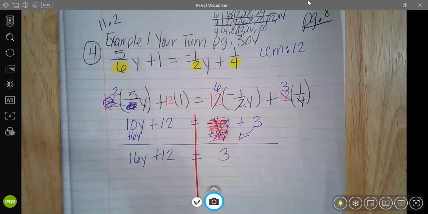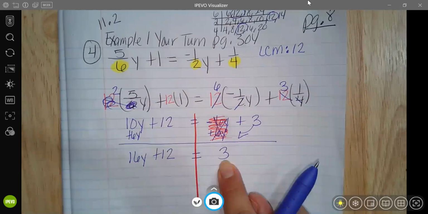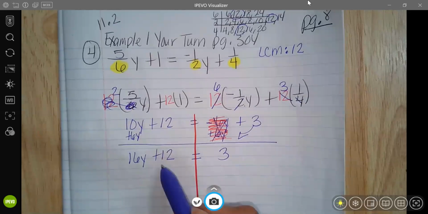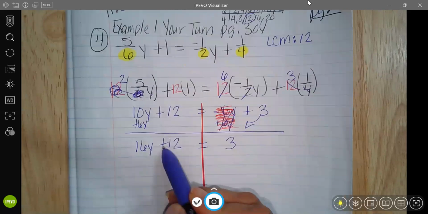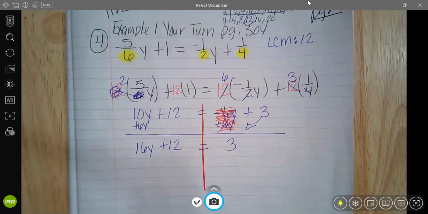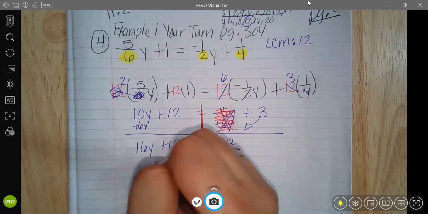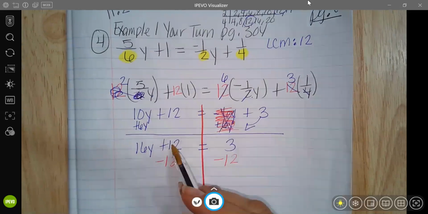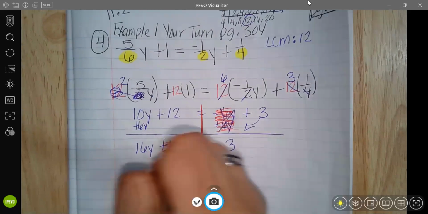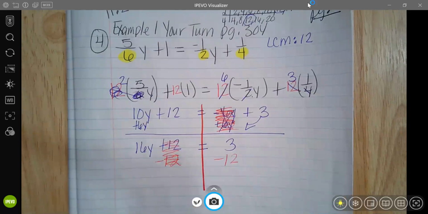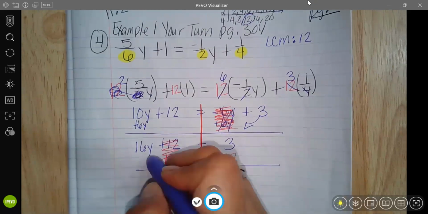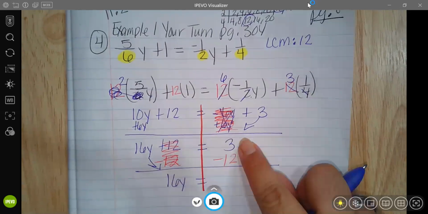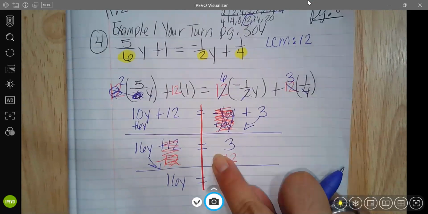So notice what I have left here is our constant. So I need to move the one with just the constant over. So if I have plus 12, the opposite of adding 12 is going to be subtracting 12, because 12 minus 12 cancels out, which is what we need. And then I'm going to drop down what's left over, which is 16y. And now I have 3 minus 12.